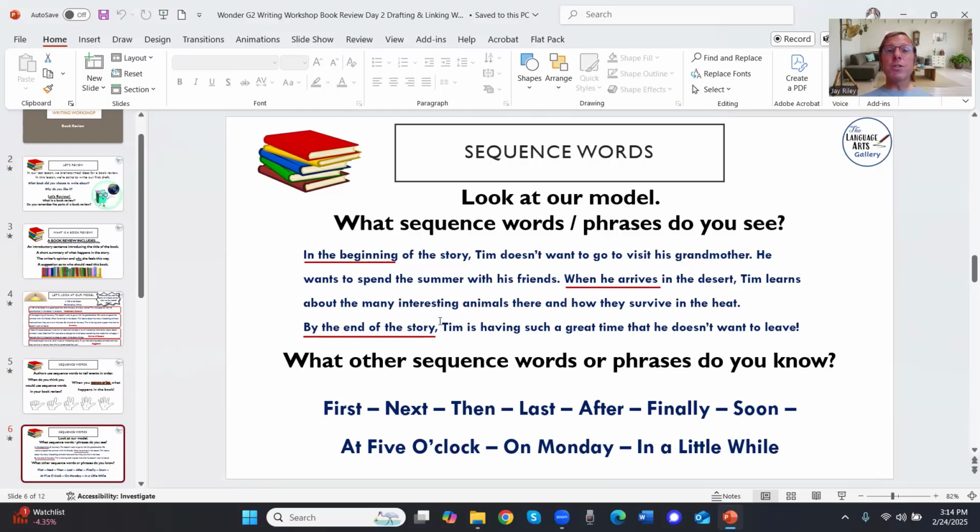So I always teach my students about the big four: first, next, then, and last. But I also like to introduce them to other words and phrases to indicate sequence. And those words can be after, finally, soon. We can talk about times or days of the week. At 5 o'clock, on Monday, in a little while, 10 minutes later, next week. So those are all sequence words and phrases that we can introduce to our students.